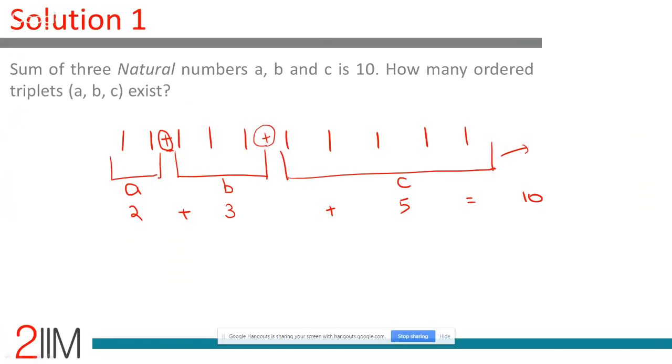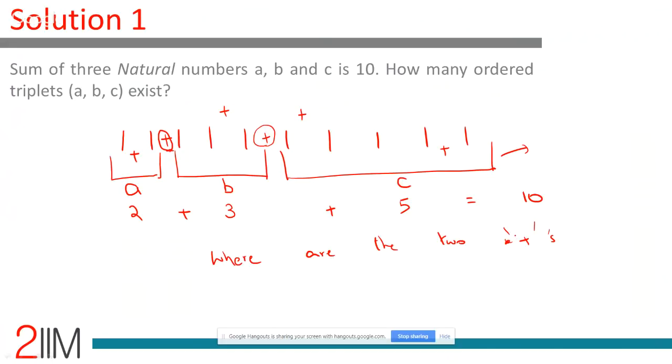I have plus and plus here and here, that is 2 + 3 + 5. I have them here and here, that is 4 + 2 + 4. I had them here and here, that is 1 + 8 + 1. And so effectively, this question now boils down to: where are the two pluses? You can crack that, you're through.